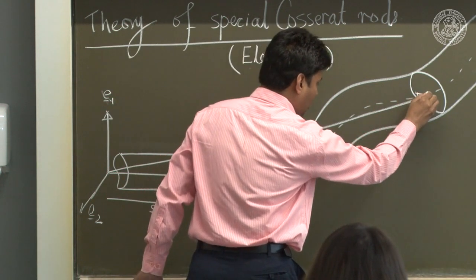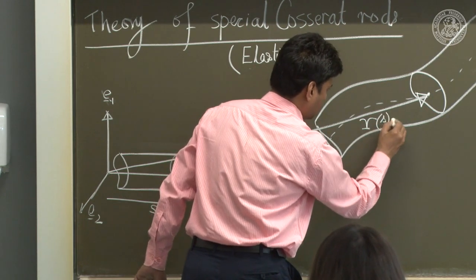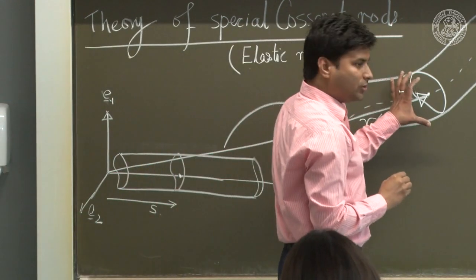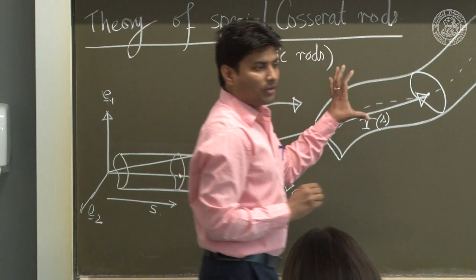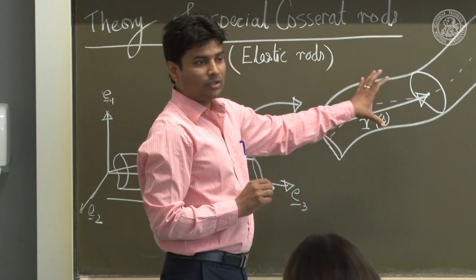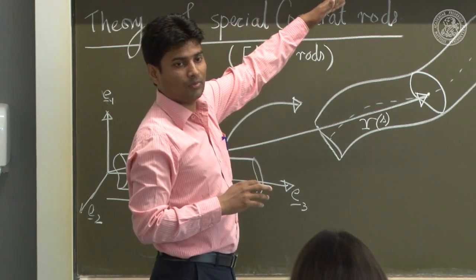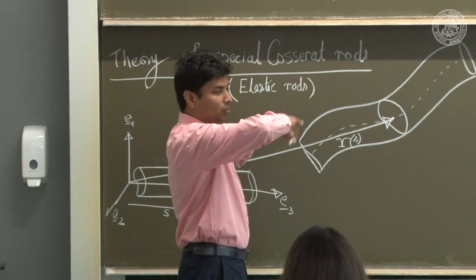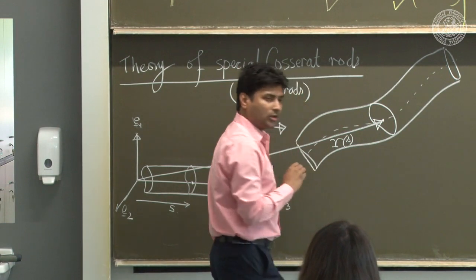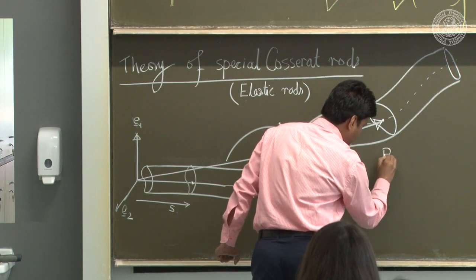And the position vector of the deformed centroid, that we denote by small r of s. And for the orientation of the cross section, you see now the beam can actually deform in the general three-dimensional space. Earlier we were restricting it to just planar deformation. Now we want it to deform in the whole three-dimensional space. So to model that orientation of the cross-section, we will have also a rotation tensor, big R of s.